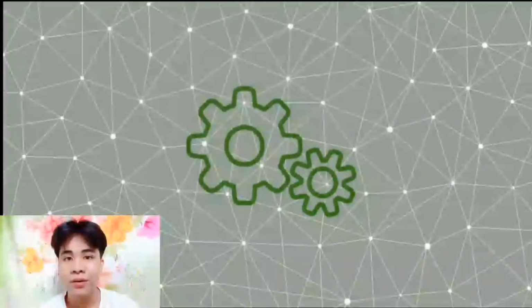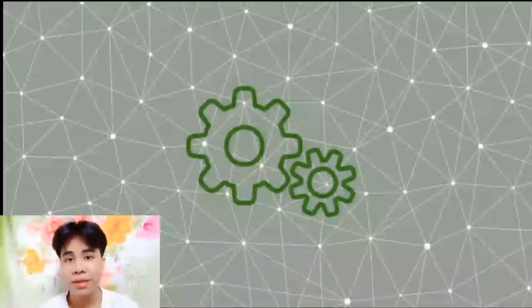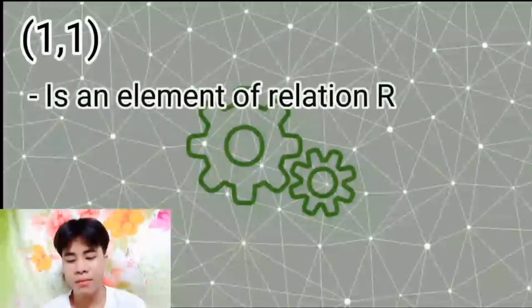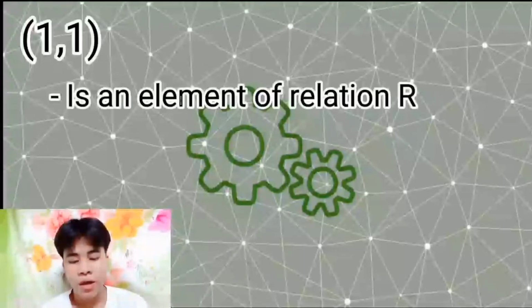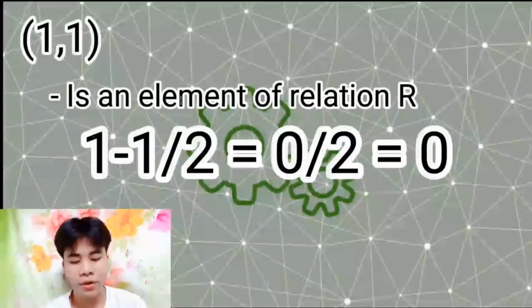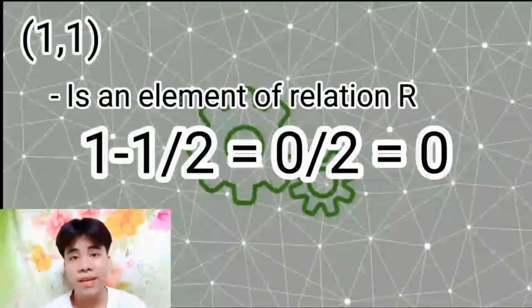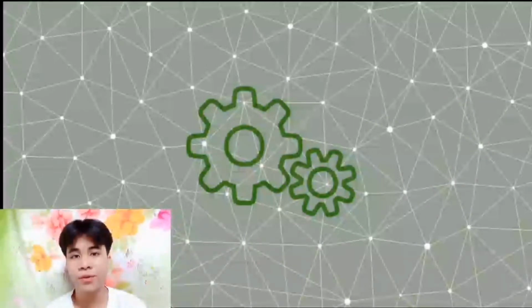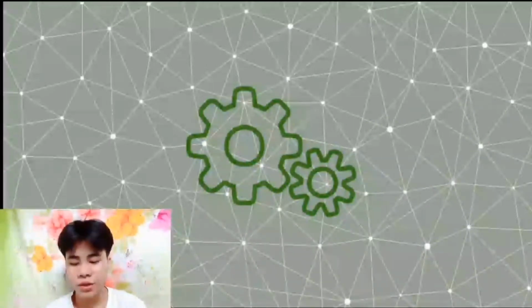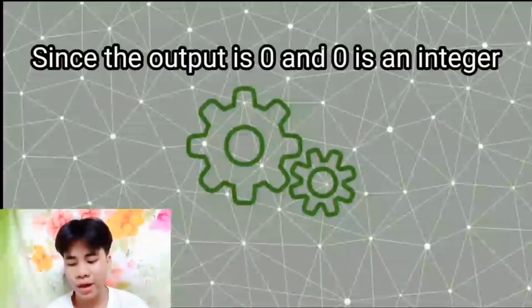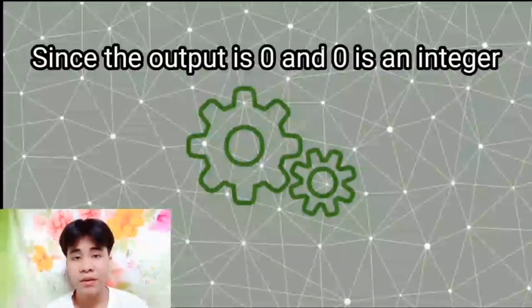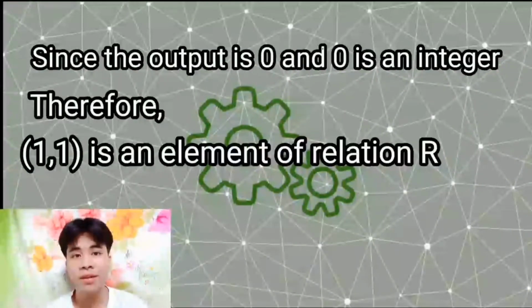So, kailangan maging element siya ng relation R kapag ang output nito ay integer. So, kapag hindi, hindi sila element ng relation R. So, unahin natin yung (1, 1). Is (1, 1) an element of relation R? So, 1 minus 1 over 2 is equal to 0 over 2 is equal to 0. So, kapag sinubstitute natin sa given statement, dapat integers ang sagot natin. Pag sinabi nating integer, kasama dyan yung negative numbers, 0, and positive numbers. So, since the output is 0 and 0 is an integer, therefore, (1, 1) is an element of relation R.